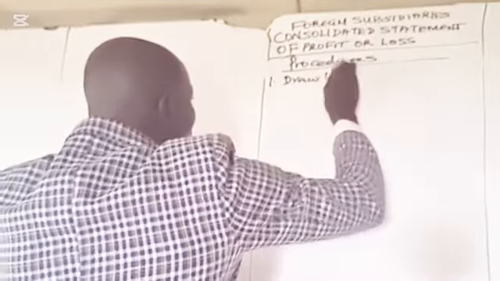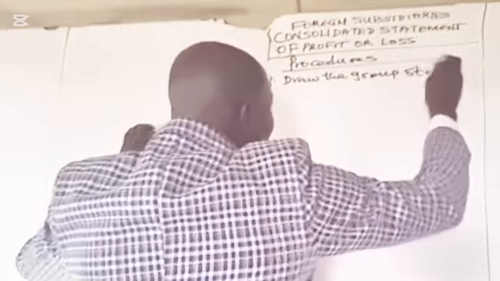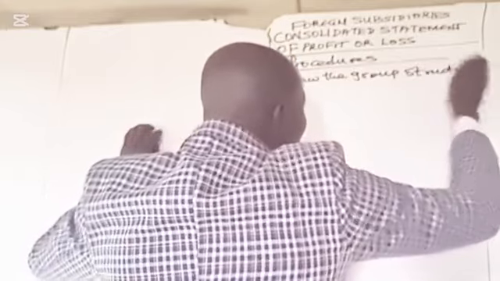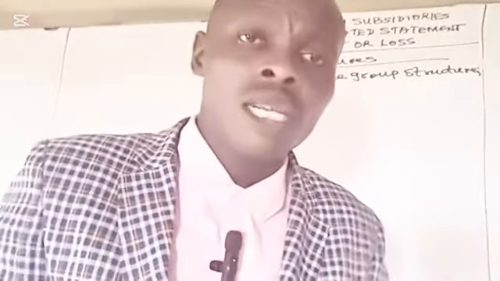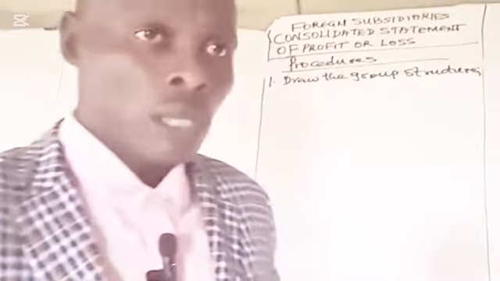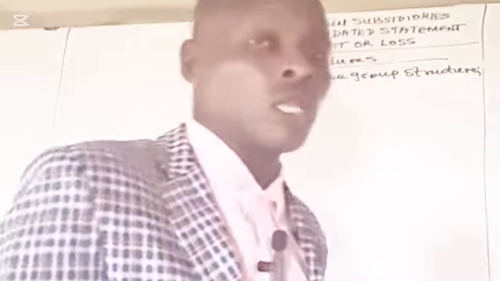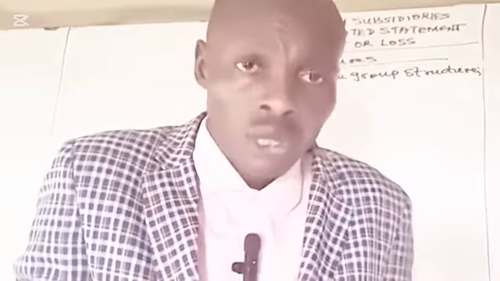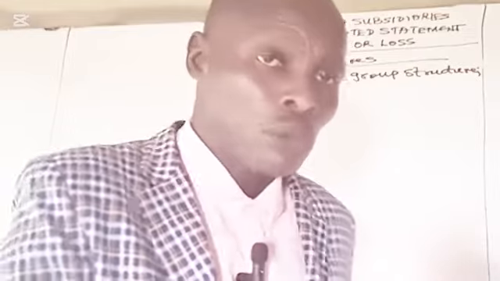Draw the group structure. I've told you that a group structure is a diagram that shows or explains the relationship between the members of the group. And different forms of group structure exist. We have the simple group structure, which may involve one parent and one subsidiary, or one parent, one subsidiary plus an associate.